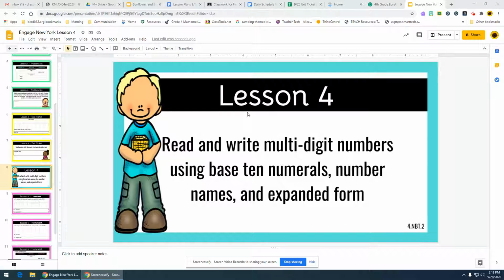The objective of this lesson is to be able to read and write multi-digit numbers using base 10 numerals, number names, and expanded form.